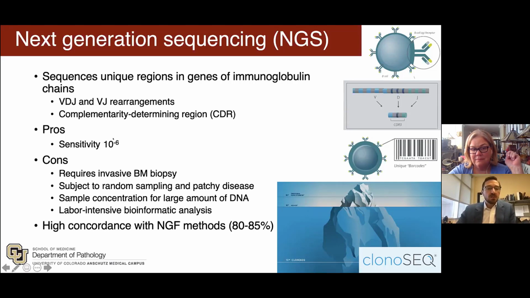However, as we said, the sensitivity of next generation sequencing is quite good, and it's quite comparable with next generation flow methods. So if you take a patient and harvest their bone marrow, and you run some of that bone marrow by flow cytometry and some of that bone marrow by next generation sequencing, most of the time, if one comes up positive, most of them will come up positive. Occasionally, that's not the case.